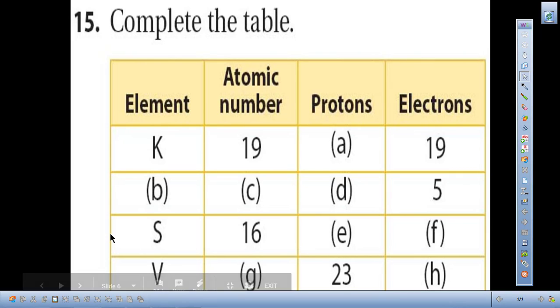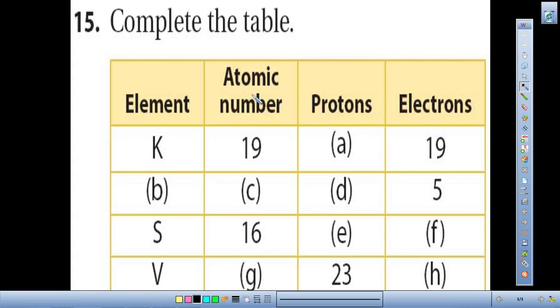We can fill in this table here. We're looking for atomic number and protons and electrons. So here's K. We could look up the name for that. That's potassium. It's got an atomic number of 19. Well, these things, let's make it simple. They're all going to be equal. Atomic number is the protons, and protons equal electrons. So if this is 19, this is 19.